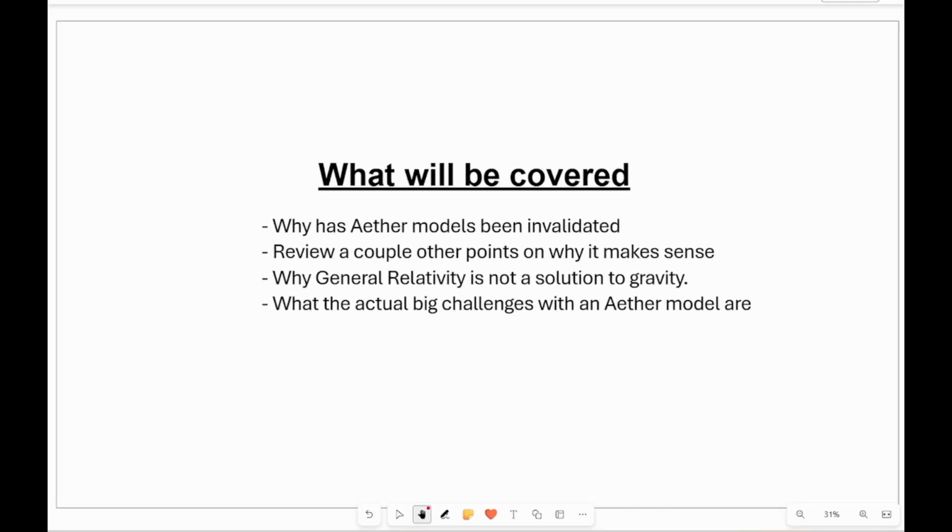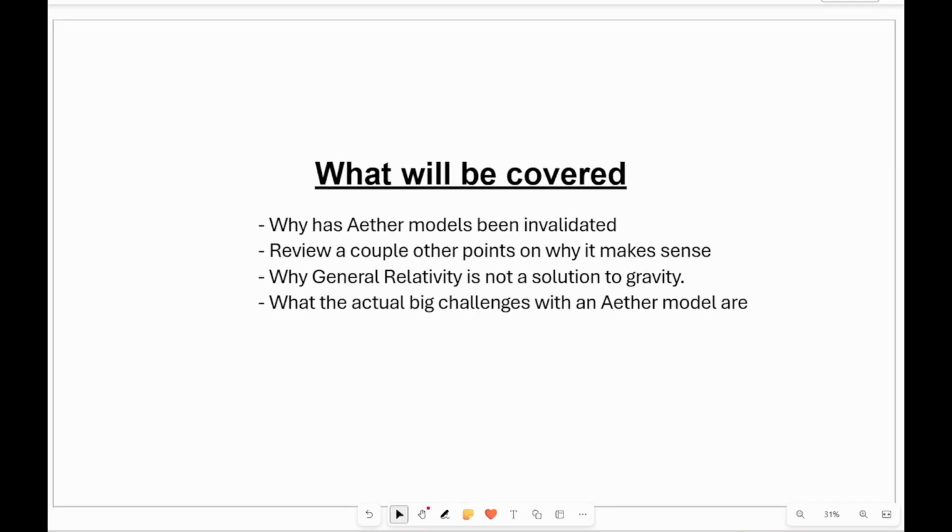So what we're going to talk about is, first, why Aether models have been shut down over the past. Then we're going to review a few more points to add on some of the reasons why I'm a big proponent of an Aether model. Then I want to talk about why general relativity is really not a solution to gravity. And then, in my opinion, what the biggest challenges with an Aether model are.